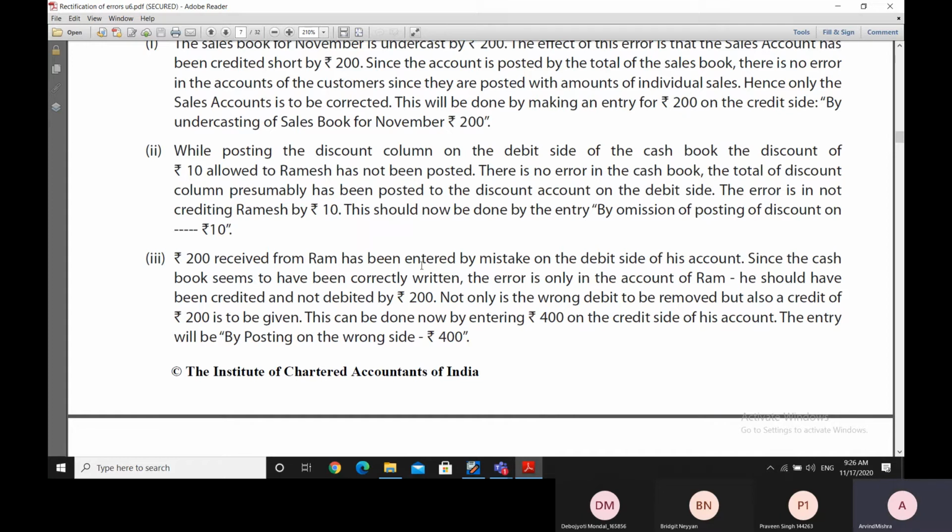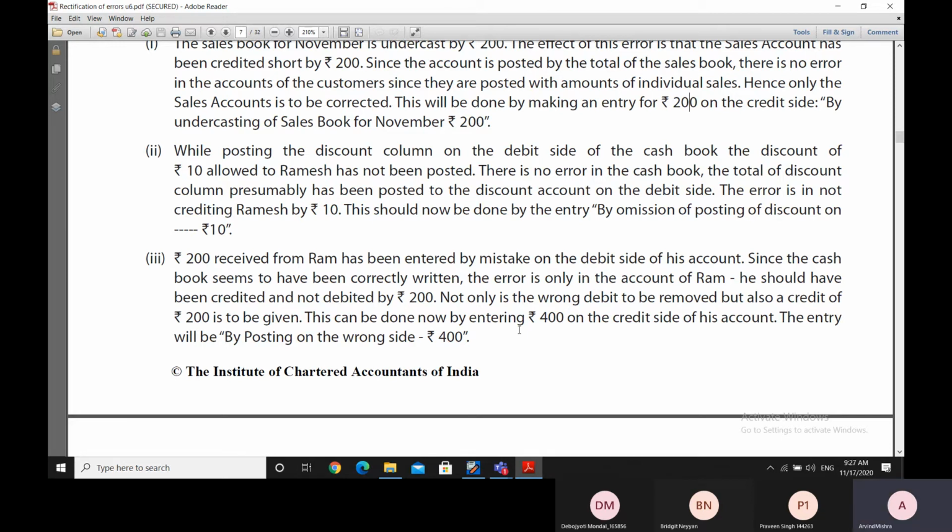Then we have received rupees 200 from Ram, and it has been entered by mistake on the debit side of Ram's account, whereas it should have been entered on the credit side of Ram's account. Now, the cash book is written correctly because in the cash book the entry is correct. The cash book has been debited with 200 rupees. So the error in this case is only in the account of Ram. The error is that he should have been credited with 200 rupees, but he has been debited by 200 rupees. So the wrong debit in the account of Ram has to be removed, but a credit of 200 is to be given also. So a total credit of 400 is to be given.